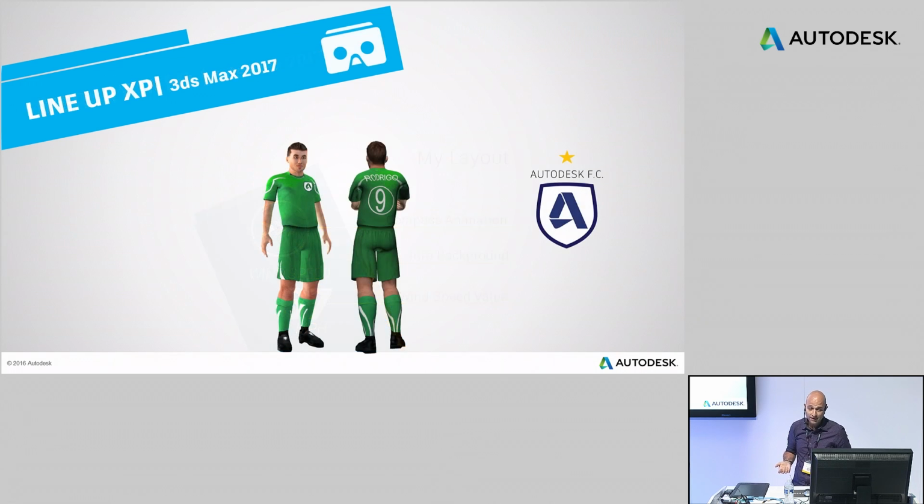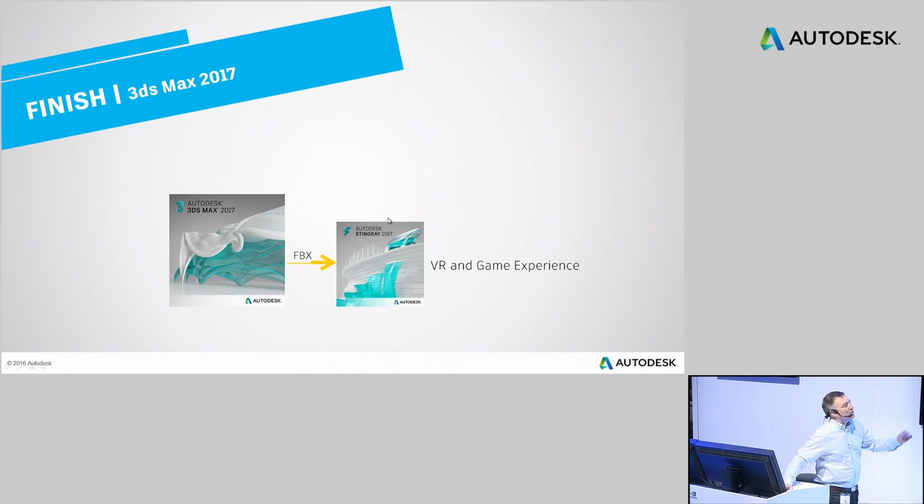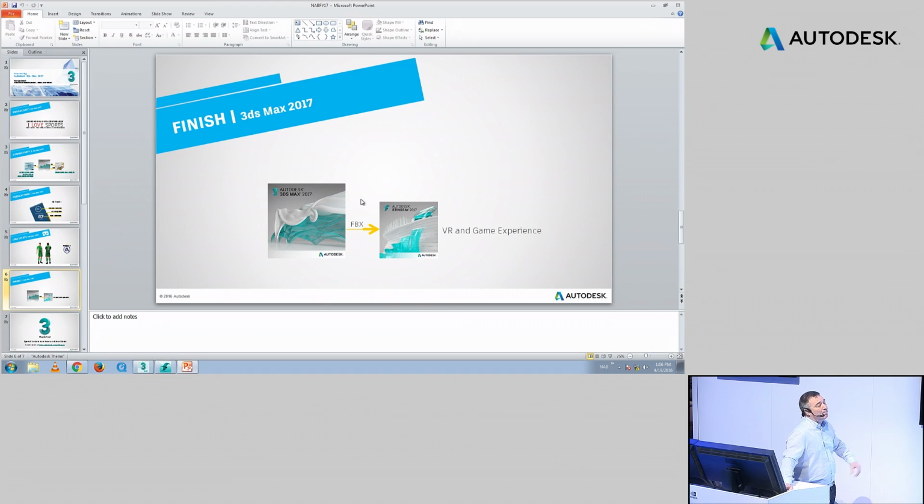In the third part of the demo, we are going to build a lineup experience. We are going to think about a little bit of VR, and what is going to connect this VR, this game experience, is Stingray. So we are going to pack everything up and send it to Stingray, which is our new game engine inside Autodesk. Right, so yet another new product, the Stingray game engine, which I think you'll be impressed, allows you to see things in real time.